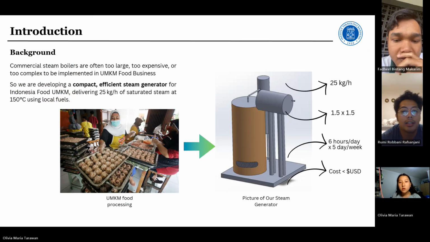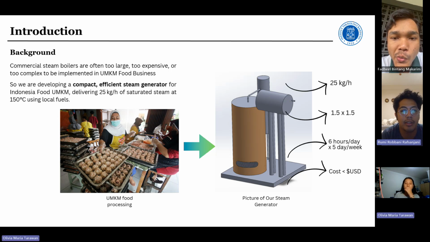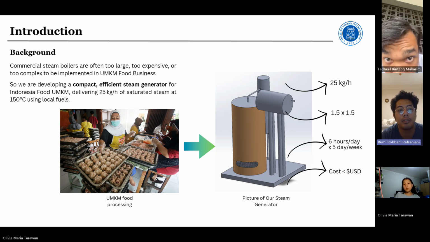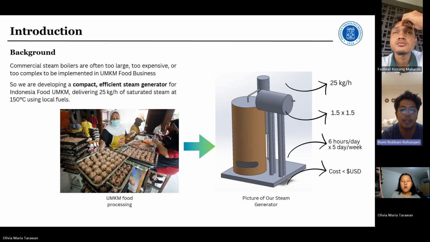For the introduction, our background is that small and medium-sized enterprises in the food processing sector face significant challenges in providing reliable, affordable, and energy-efficient thermal systems. They require saturated steam for their unit operations. However, commercial steam boilers are often too large, too expensive, or too complex, and there's a clear need for compact, modular, and cost-effective steam generation systems that can provide flexibility and efficiency.